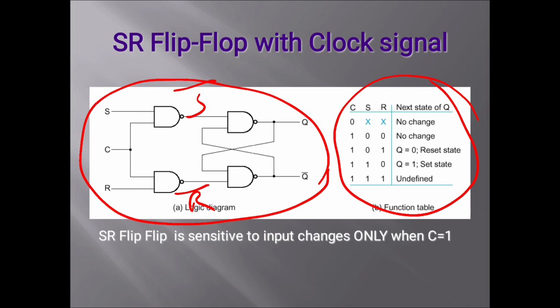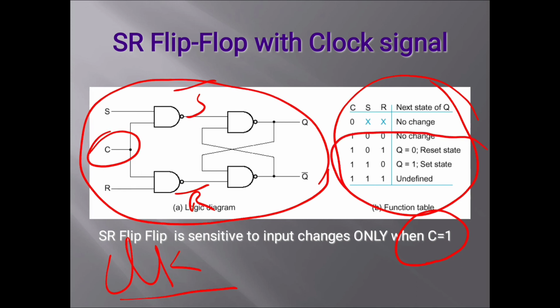SR flip flop is sensitive to input changes only when C is 1. C is 1 means this C is clock. When we give the clock pulse to 1, only then SR flip flop will work. Otherwise, no flip flop can work when clock value is 0.